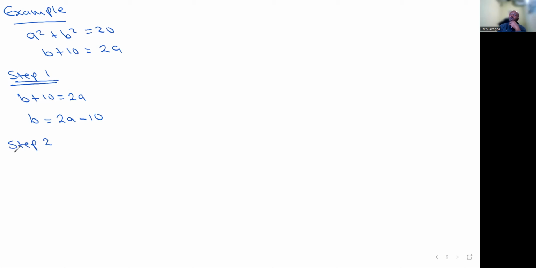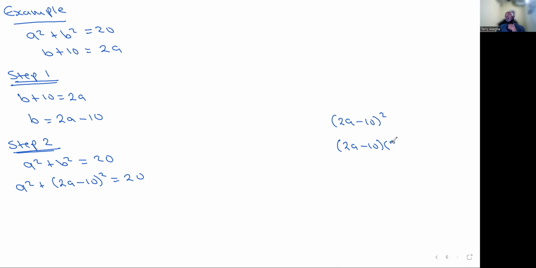Then the next thing, step 2, we have to equate both of them. So we have a squared plus b squared is equal to 20. So anywhere I see b, I'm going to put 2a minus 10. So it's going to be a squared plus (2a minus 10) all squared is equal to 20. So we have to open this bracket, okay? So (2a minus 10) all squared is the same thing as saying (2a minus 10) multiplied by (2a minus 10). So we have (a plus b)(c plus d), okay?